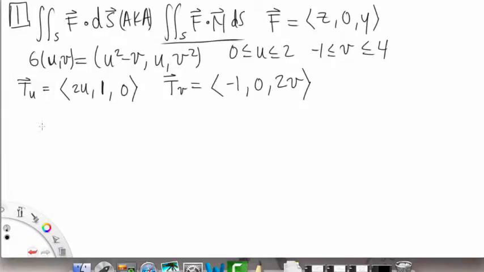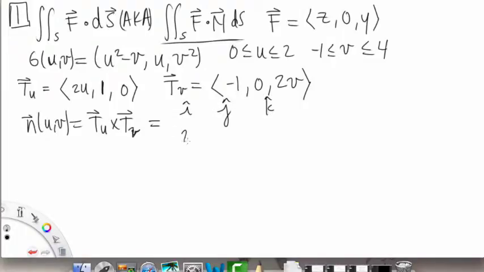And now we want to find the normal vector. So the normal is going to be found by crossing these two tangent vectors. Anyways, okay, so we're going to set up. We have our i, j, and k. And here we're going to have our 2u, 1, 0, negative 1, 0, 2v. Okay, so something like that.